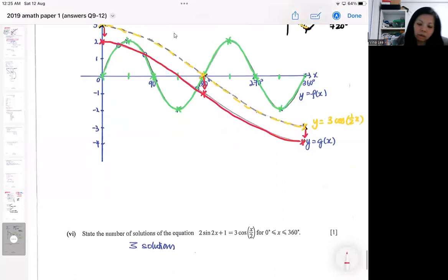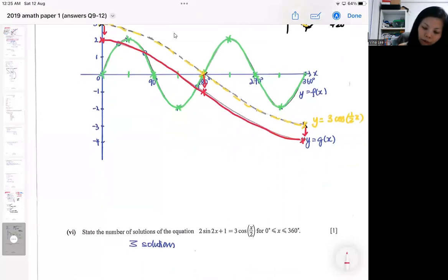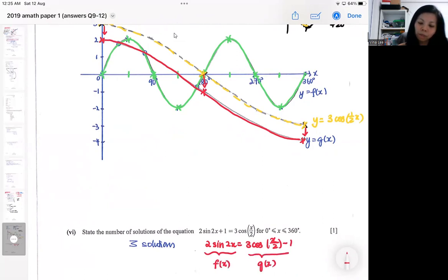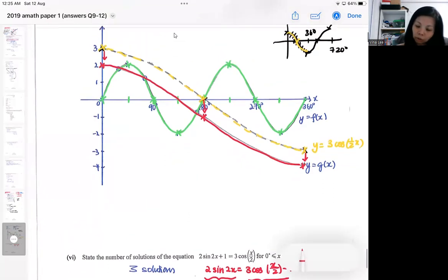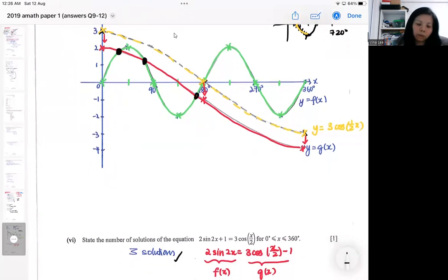Okay, and then the number of solutions for the equation. I forgot to show the manipulation. Essentially, you are supposed to show the manipulation where you can see that this is the f(x), and then this is the g(x). So how many solutions are there? That will be the number of intersections. So you look out for the intersections between the 2 graphs. You will find that there are 3 intersections. Because there are 3 intersections, there will be 3 solutions.